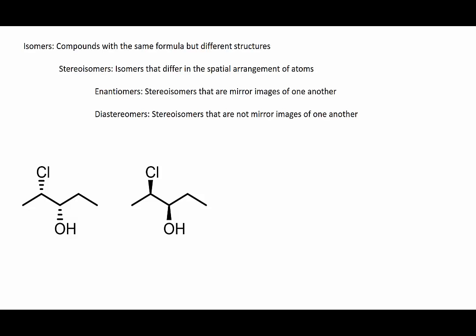Let's take a look at this example. Here, both stereocenters went from being a dash to a wedge. So even though there are two stereocenters in each compound, these are still mirror images. These are enantiomers.